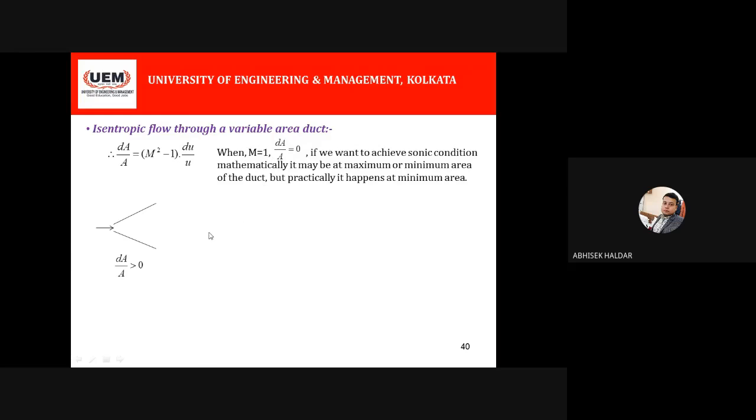Now say I am having two cases. For this duct, this is the inlet and this arrow is the direction of the flow. Here dA by A is greater than or equal to 0, and over here dA by A is less than or equal to 0. This is a divergent duct, and this is a convergent duct, which you can see very easily.